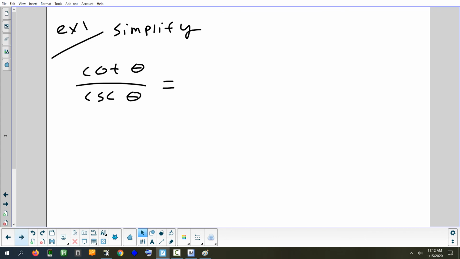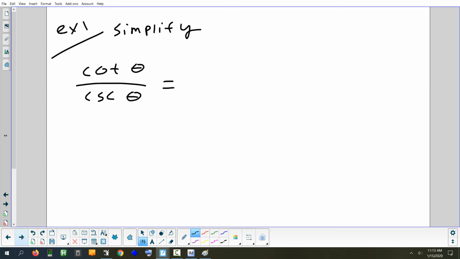Everything that you know about arithmetic, you can pretty much apply here. If you can do the distributive property with arithmetic, you can do the distributive property with trig functions. That problem doesn't have distributive; it's got fractions. So let's see what happens.